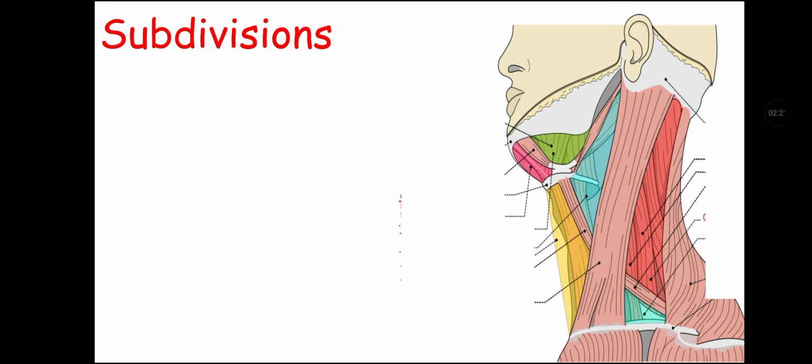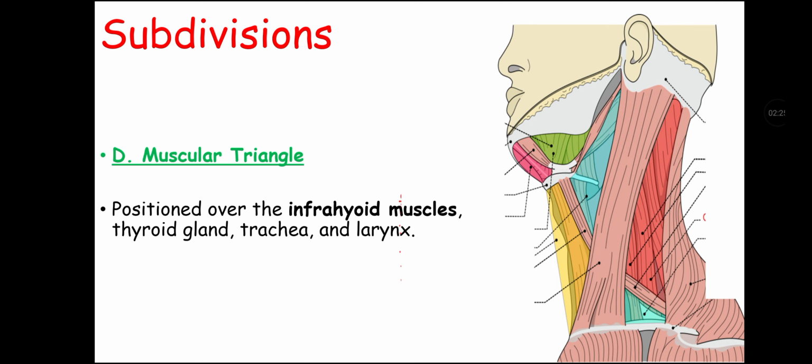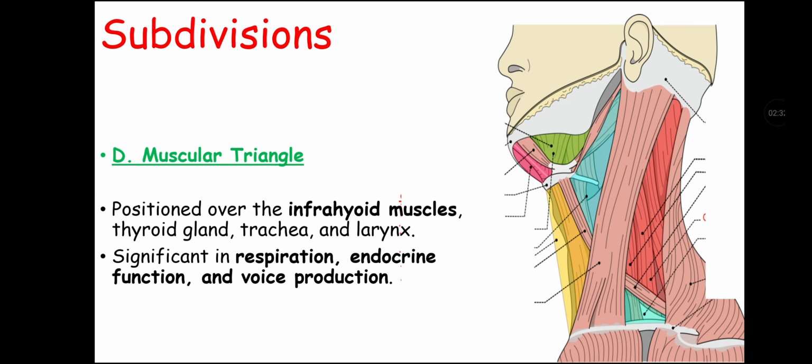The fourth subdivision of anterior triangle of neck is muscular triangle that is positioned over the infrahyoid muscle, thyroid gland, trachea and larynx. It is significant in respiration, endocrine function and voice production because of the structure it has.